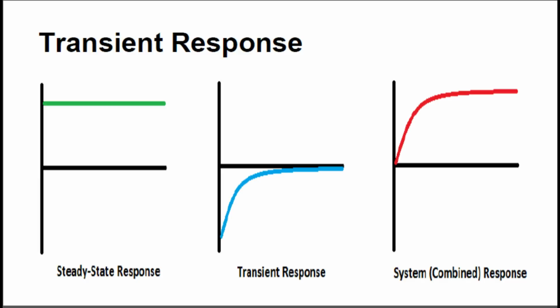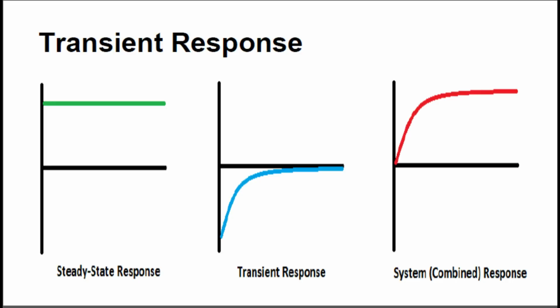Here you can see a graphical representation of steady state response and transient response. And then to the far right, you can see that when you combine them, you get your total system response. This is maybe a little bit confusing to see how the steady state and the transient add together to give you the system response. But if you just take one point in time and take the values of the steady state response and the transient response at that specific point in time and add those together, you'll see how that gives you the system response.